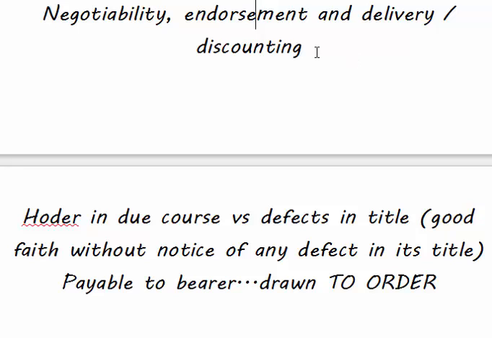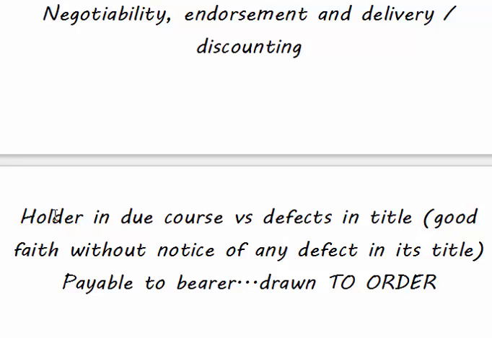Endorsement and delivery means the party in whose favor this has been issued, the payee, can endorse saying please pay to XYZ and then deliver this document to another party, who will receive the proceeds, become the owner and get the title transferred in his favor. These benefits are mostly available with extra comfort if you are a holder in due course. If you are a holder in due course, the defects in the title will not affect you.